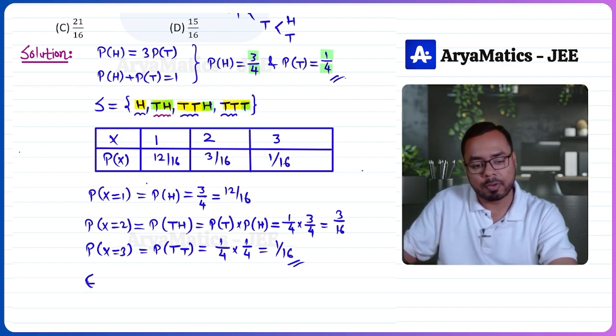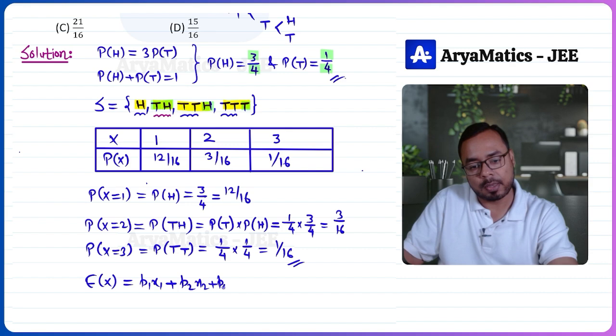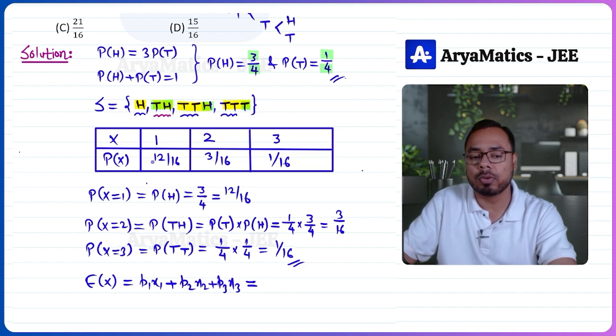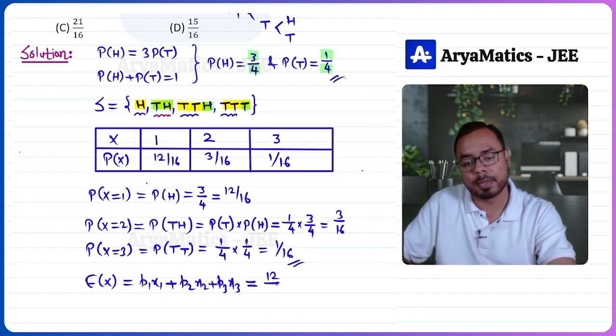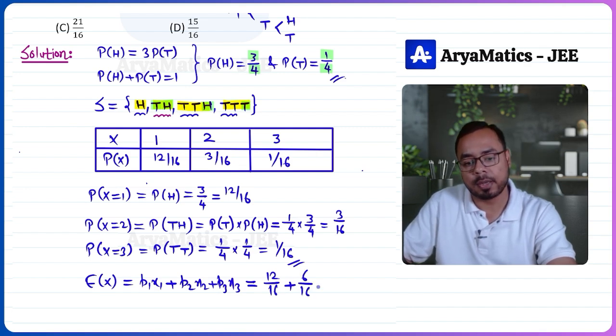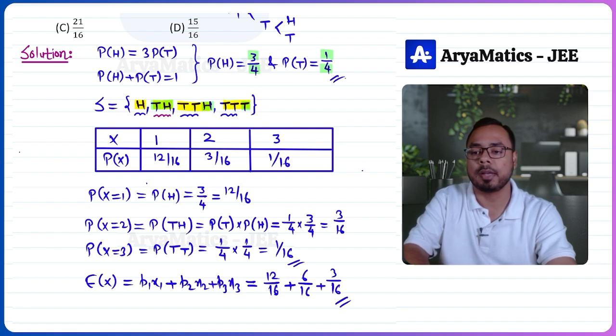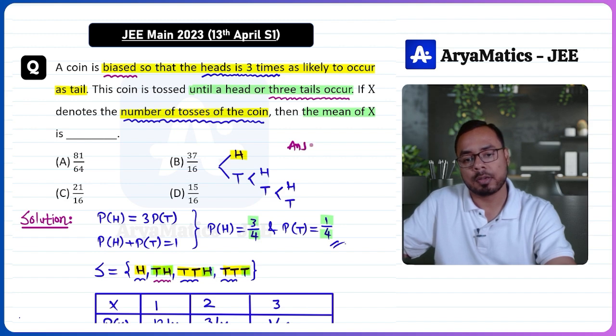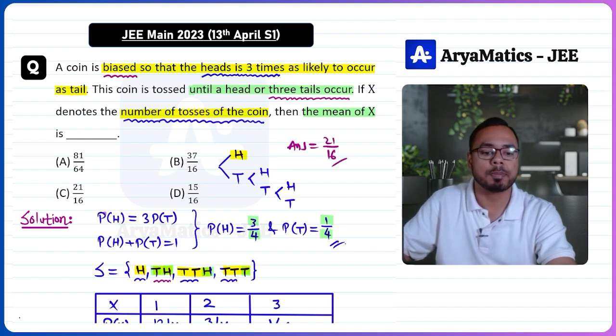And now the expected value of x will be p1 x1 plus p2 x2 plus p3 x3. This is the formula for the expected value or the mean of x. So 1 into 12 by 16 will be 12 by 16, plus 2 into 3 by 16, so that will be 6 by 16, plus 3 into 1 by 16, so that is 3 by 16. So after adding this, you will get 21 by 16. Therefore, the correct answer for this problem will be 21 by 16, which is option C.